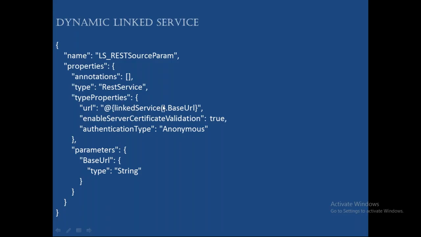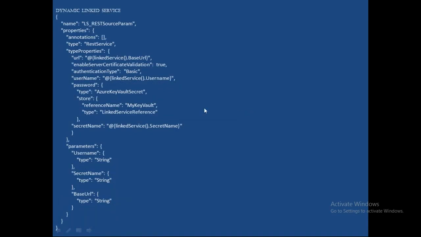Here you see, the URL I am receiving dynamically by using a linked service parameter. See, parameters equals base URL. That linked service parameter I'm using here to pass the URL dynamically to this particular REST API linked service. But if we have a username and password also, then the username mostly we will pass directly, and the password we will read from the key vault. So if you want to read something from the key vault, you need to do something like this. We talked about all these things in detail. See here, parameters are username, secret name, and the base URL. These are the linked service parameters.